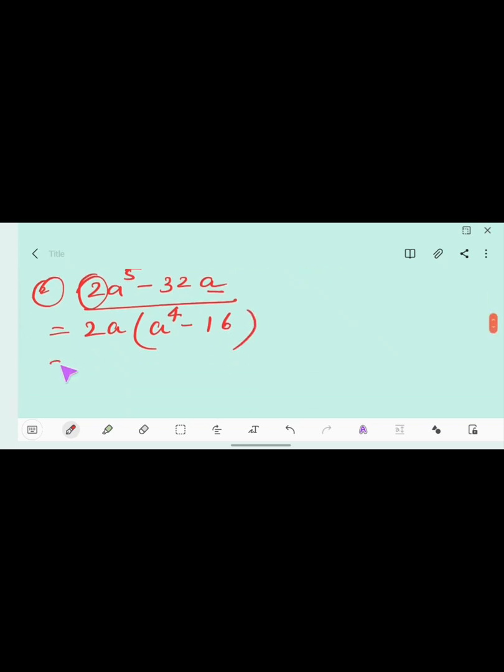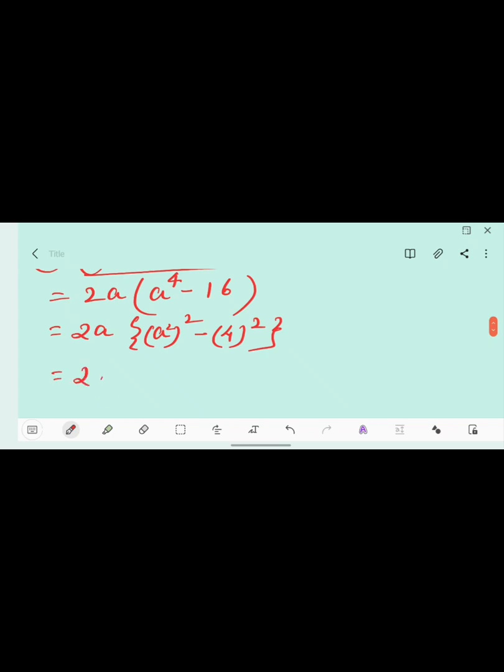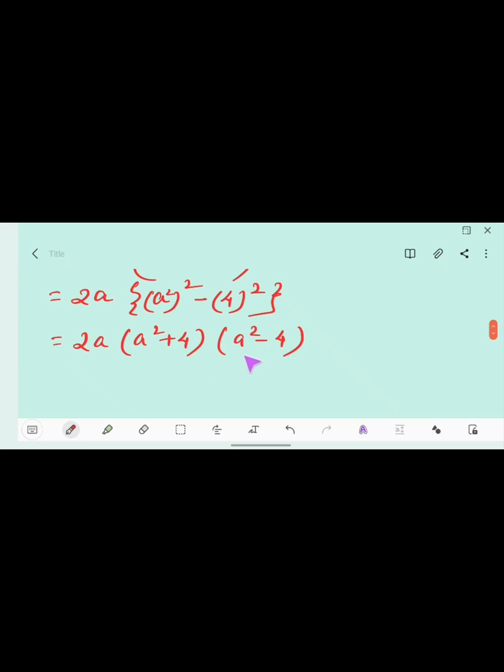Right? Now 2a, and a power 4 can be written as (a squared) the whole square. So I'll use the middle bracket here. (a squared) the whole square minus 4 square, since 4 square is 16. Closing the bracket. Next is 2a, and this can be written as (a square plus 4) and then (a square minus 4). Now look at the last one. Whenever you see the minus sign, and on both sides of the minus sign you get a square minus b square, try expanding.